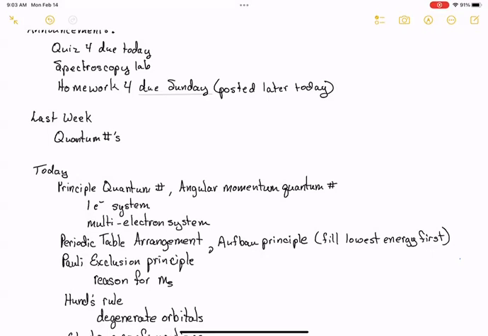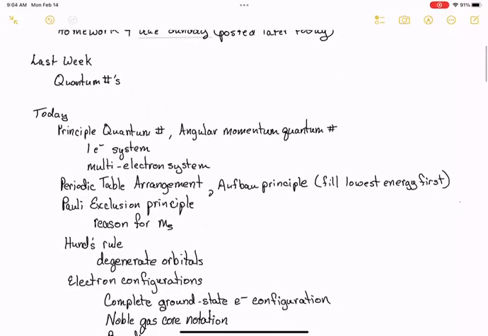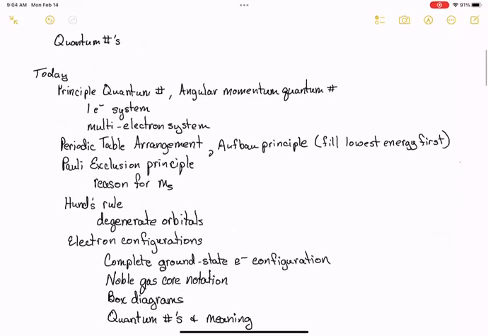After we get through with the periodic table, we'll also talk about the Pauli exclusion principle, which is the main reason that we had that 4th quantum number that was not part of the Schrodinger equation, and that was the spin quantum number. Then we'll also talk about Hund's rule, which deals with degenerate orbitals. And then finally, we're going to start getting into electron configurations.